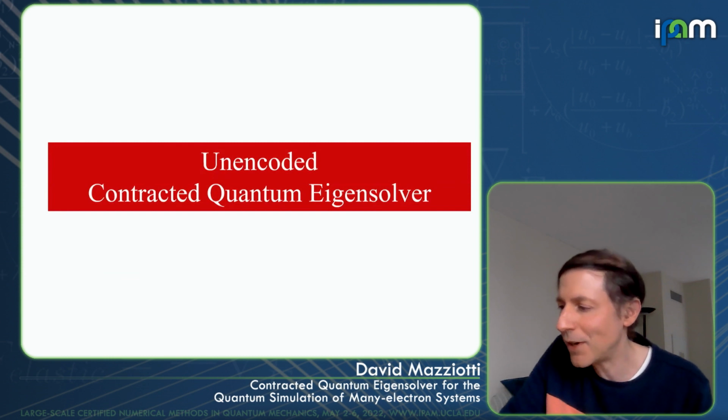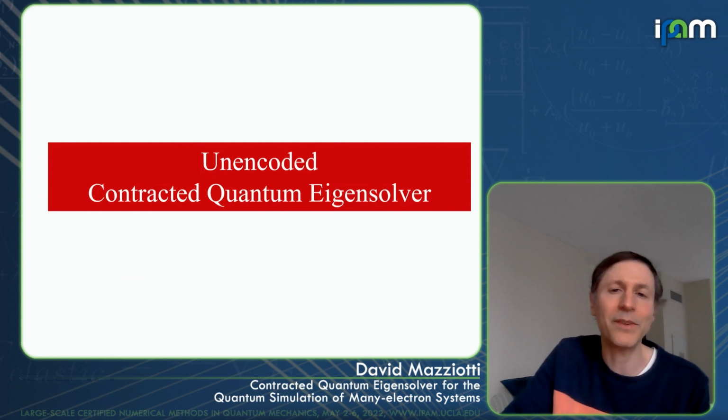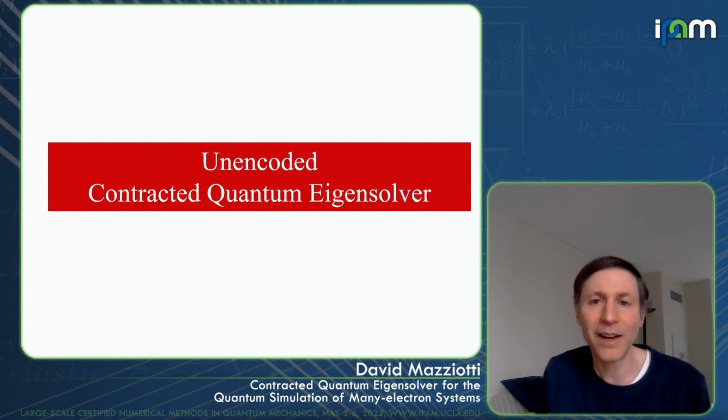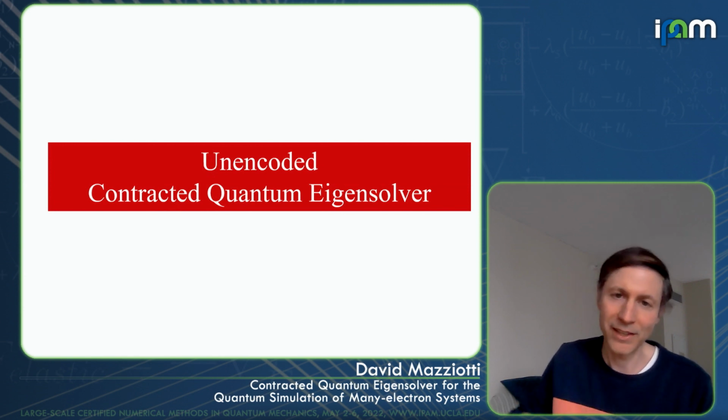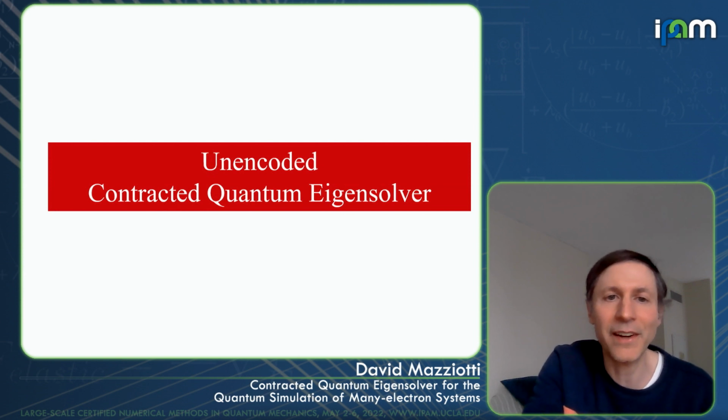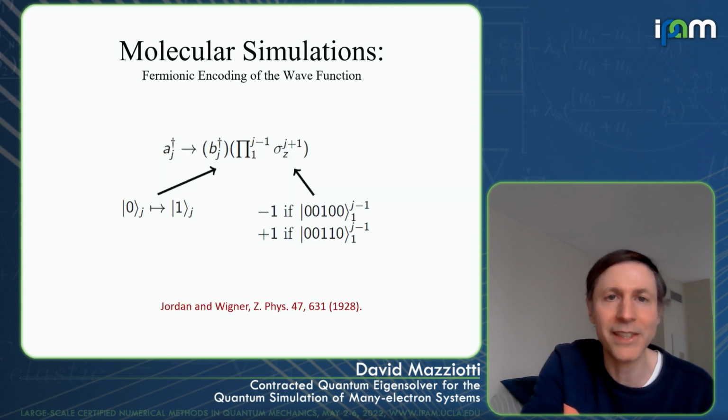Now, in the remaining time, I want to talk briefly about two areas of further advance that we've just recently submitted. In fact, I think it just showed up on the arXiv this morning. One is called the unencoded contracted quantum eigensolver.